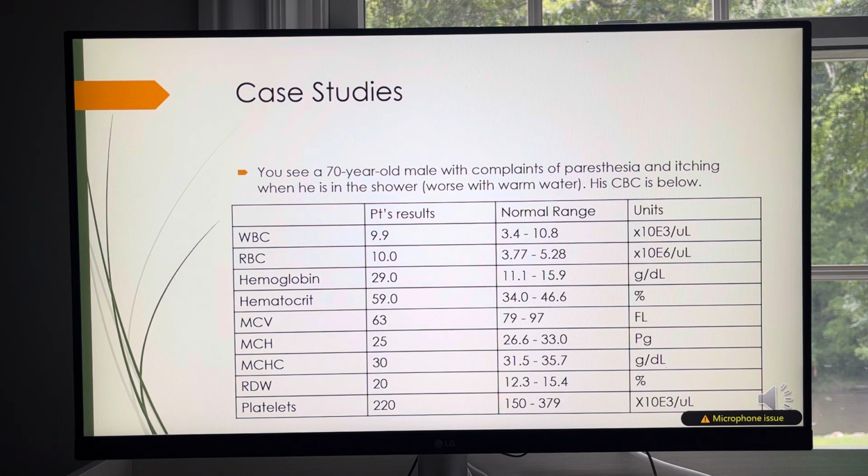A 70-year-old male complains of paresthesia and itching when he is in the shower. What is the number one sign of polycythemia vera? Itching in the shower, and you'll see an increased red blood cell count, and that's exactly what he has. He needs to see hematology.